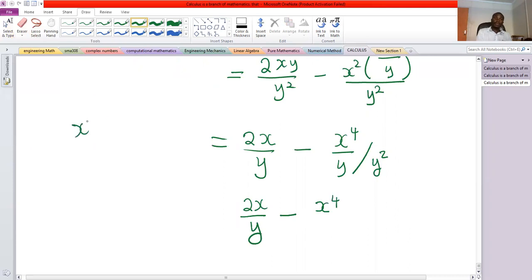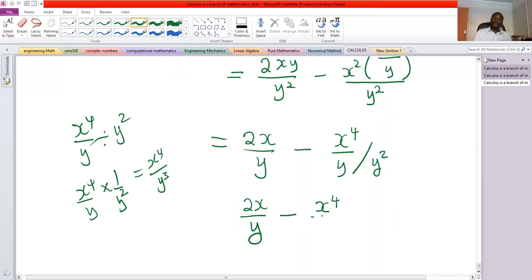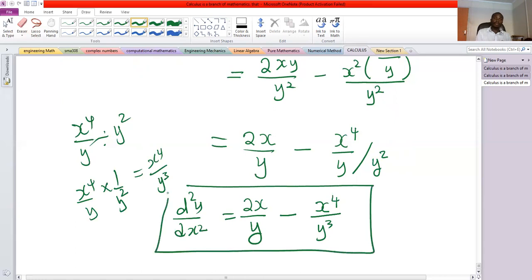So when you say x to the power 4 over y divided by y squared, it is simply x to the power 4 over y times the reciprocal of y squared, which is 1 over y squared. So x to the power 4 over y to the power 3. So this is the second derivative of that given function. Thank you.